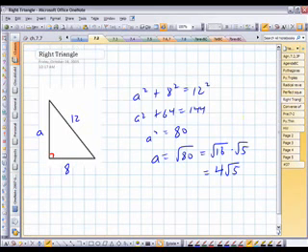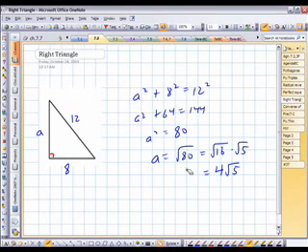Okay, here's a quick example. If this is 8 and this is a and this is 12, then we have a squared plus b squared is c squared. So a squared plus 8 squared is 12 squared. So a squared plus 64 is 144. Subtract 64 from both sides and you get a squared is 80. Then we take a square root of both sides. So we have a is rad 80.